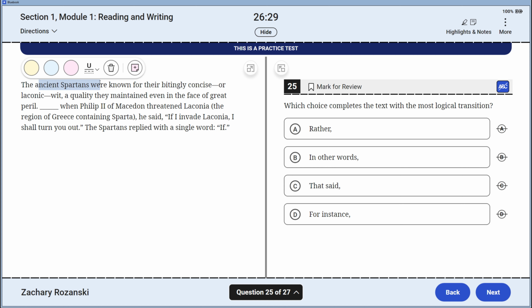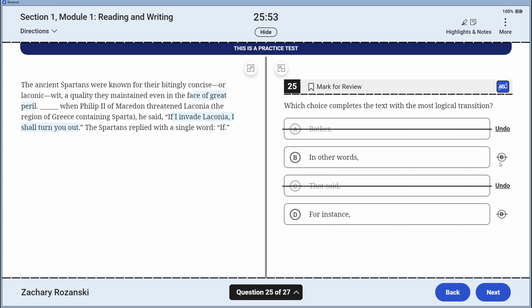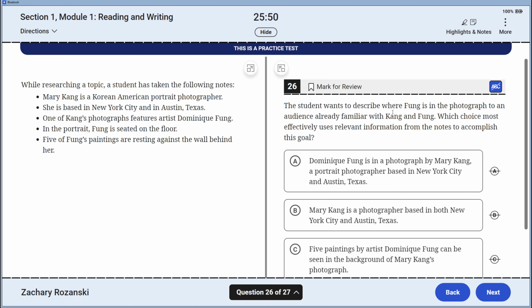25. The ancient Spartans were known for the bitingly concise, or a word that I don't know, but this describes it. Sorry. Wit, a quality they maintained even in the face of great peril. When Philip threatened, he said, "If I invade, I shall turn you out." So this seems to be an instance of it: even in the face of great peril, this threat of invasion is one of many specific instances of great peril. So I'm looking for that contrast. This would be restating the exact same thing, but we're instantiating.